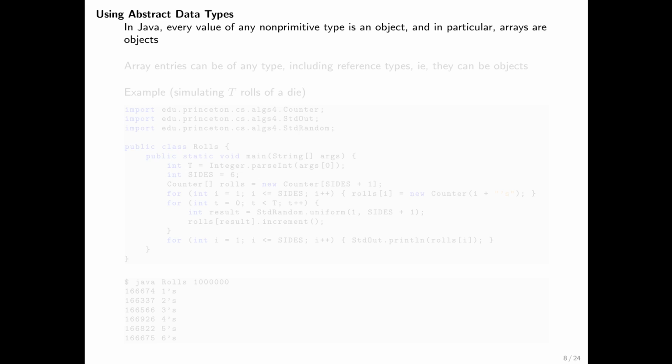Now, in Java, every value of any non-primitive type is an object. So if you have something that is not a primitive, we know that there are 8 primitives in Java, so if you have a value that is none of those types, then we know that it is an object. Okay, and in particular, arrays are objects. So keep that in mind. Now, inside of an array, the entries can be of any type, including reference types, i.e. they can be objects. So it's perfectly okay to have an array of objects.